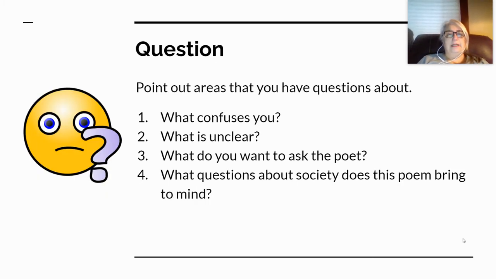Okay, next is question. Really, literally, like your TQE, point out areas where you have questions. What confuses you? What is unclear? Maybe there's some words that you do not recognize. So that's unclear. It confuses you. Poetry is oftentimes unclear because the poet is trying to create that confusion to make you kind of think through things. So, what was unclear? Write that down because then you're going to really think about what was unclear and try to figure that out. It's kind of like a puzzle.